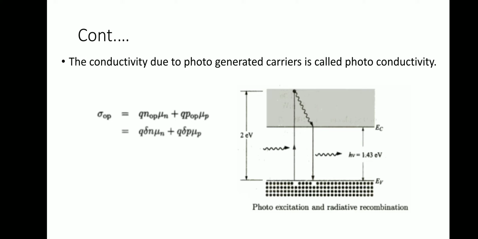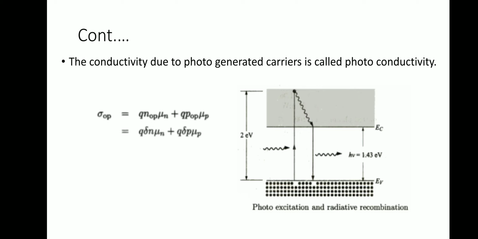So sigma_op equals q delta n mu_n plus q delta p mu_p. The derivation of this conductivity we can see later. For now just remember that the conductivity sigma_op equals q delta n mu_n plus q delta p mu_p. In this figure we can see the photo excitation and radiative recombination. We already said that when a semiconductor is illuminated with optical energy, that is photon energy greater than the band gap energy, then the electron in the valence band will get that energy and be excited to the conduction band.